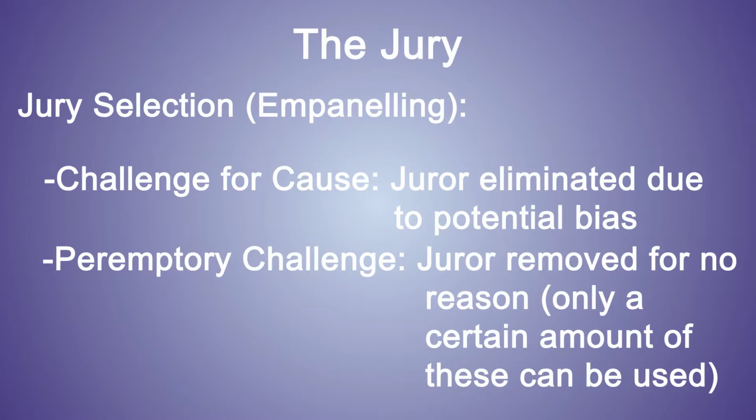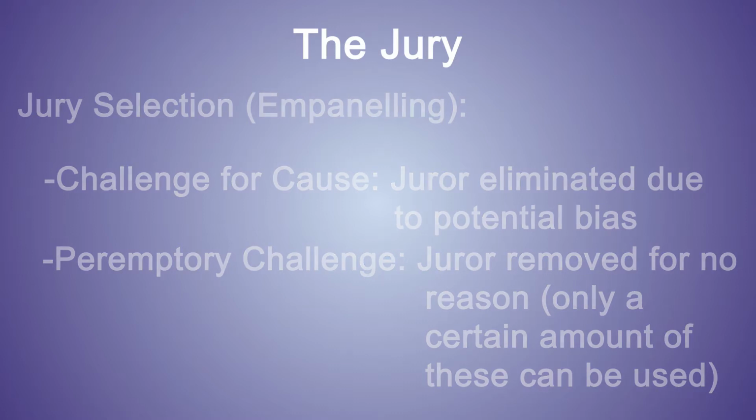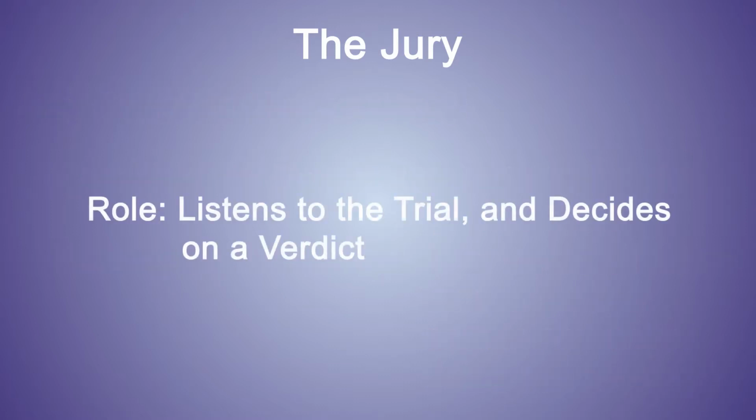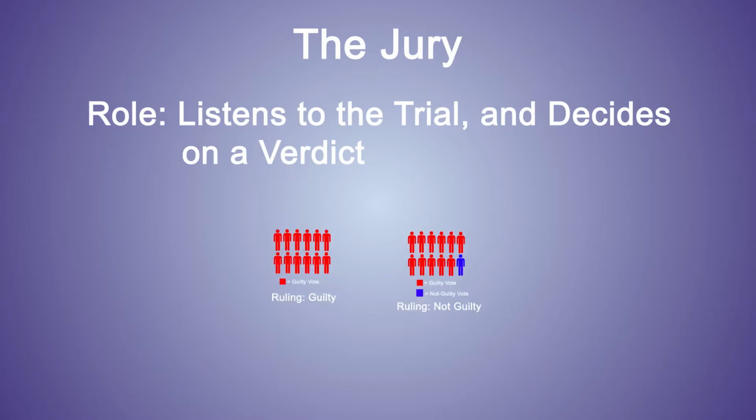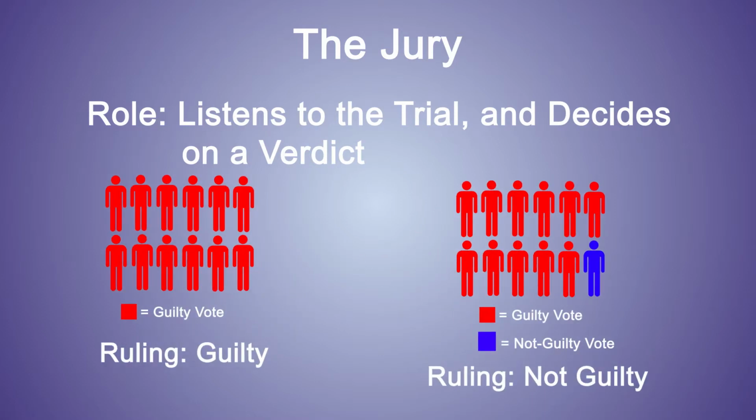However, each side only has a certain amount of peremptory challenges per case, a number that increases as the severity of the charge increases as well. The jury listens to all the evidence given at trial, hears the arguments, and formulates a verdict based on the decision. For a guilty verdict, all members must vote guilty. If there is even one person who votes not guilty, then the accused is acquitted, as this means that there is still some reasonable doubt to their guilt.